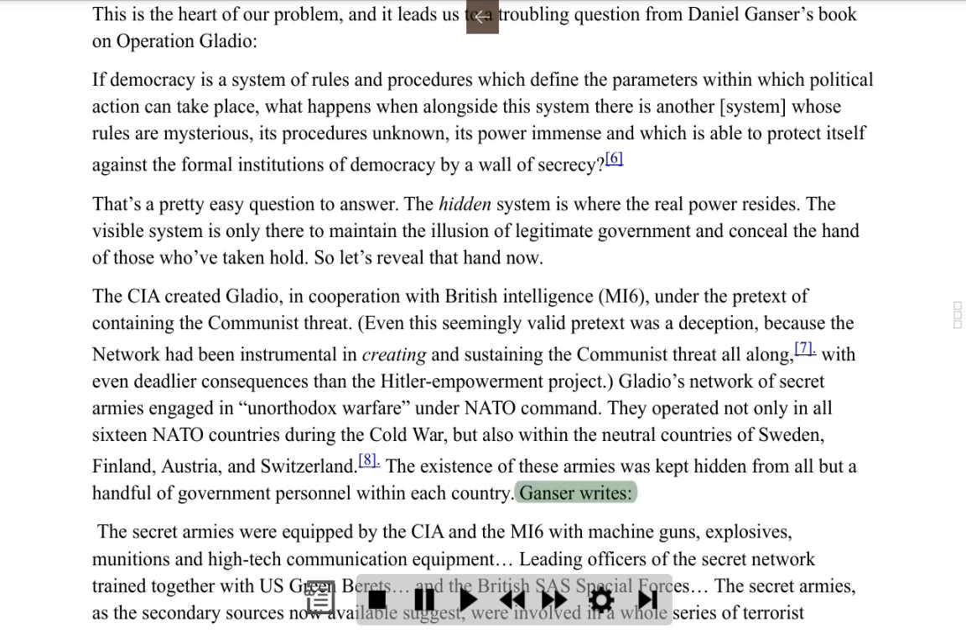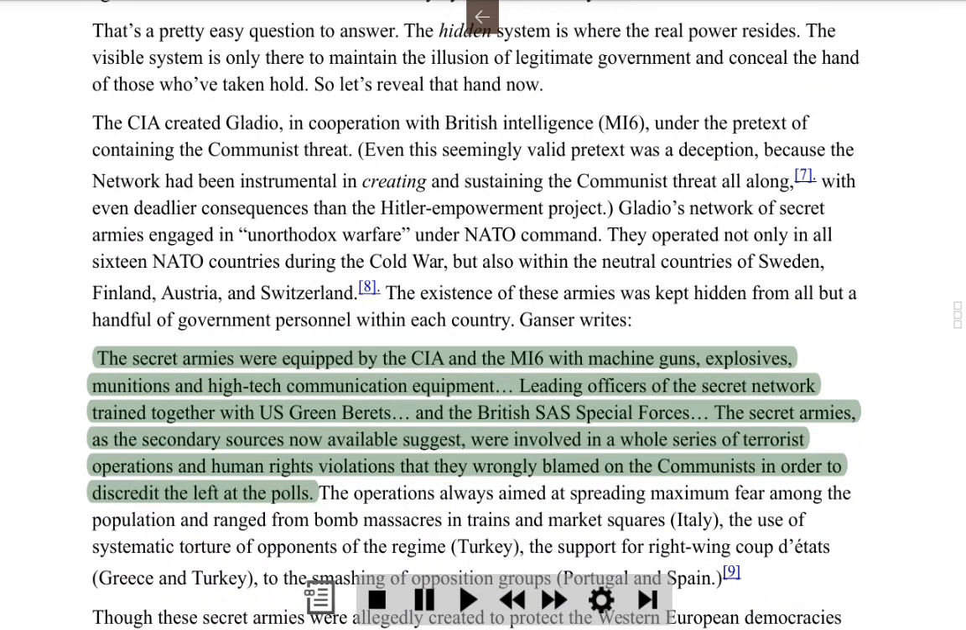Ganser writes, the secret armies were equipped by the CIA and the MI6 with machine guns, explosives, munitions and high-tech communication equipment. Leading officers of the secret network trained together with U.S. Green Berets and the British SAS Special Forces. The secret armies, as the secondary sources now available suggest, were involved in a whole series of terrorist operations and human rights violations that they wrongly blamed on the communists in order to discredit the left at the polls.